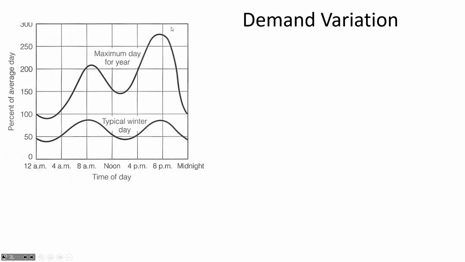If you combine a big population of people, where some people will take their shower at 7 a.m., some people take a shower at 8 a.m., some people will be doing laundry at 6 p.m., and so on, the typical trend is that there are 2 peaks per day. This is showing the maximum day for the year and a typical winter day, when the flow rate demands would be even less than the average day. So 100 here represents 100% of the average day.